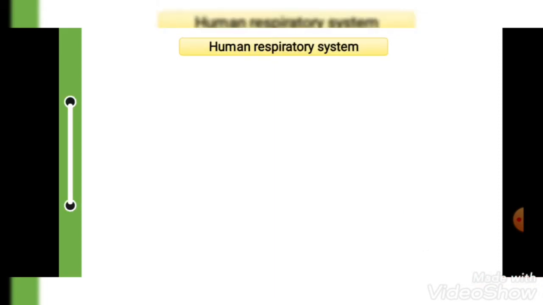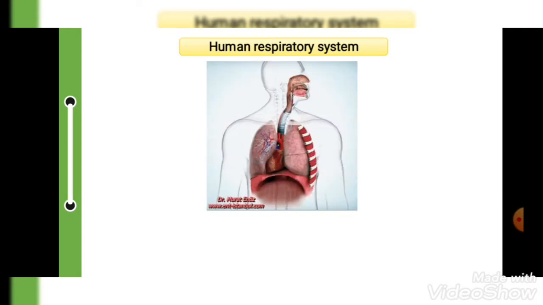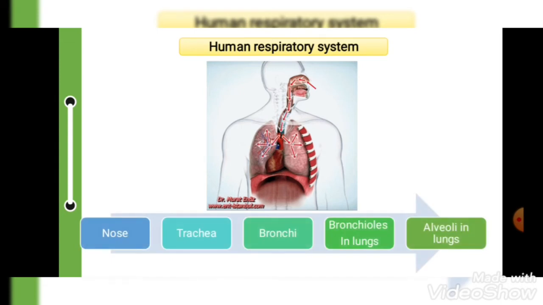طيب في الhuman respiratory system عملنا ايه؟ قلنا ان الhuman respiratory system air passes from nose to throat to trachea to bronchi to bronchioles after that to the lungs. طيب ده الباسج بتاع الاير هيمشي من النوز للتراكية للبرونكاي للبرونكيولز وبعدين للالفيولاي inside the lung. وحوالين الالفيولاي ده كان عندي blood vessels that will take the oxygen from the air.